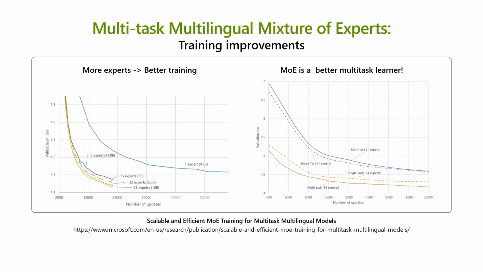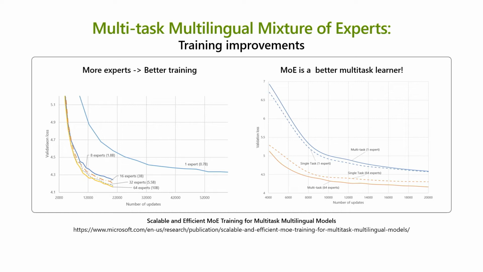With this very good system scalability, we started to train our multilingual multitask models with mixture of expert architecture. The result is very impressive. On the left-hand side figure, you can see the validation cross-entropy loss converges faster to a lower value when we add more number of experts compared to the blue line, which is the dense model.